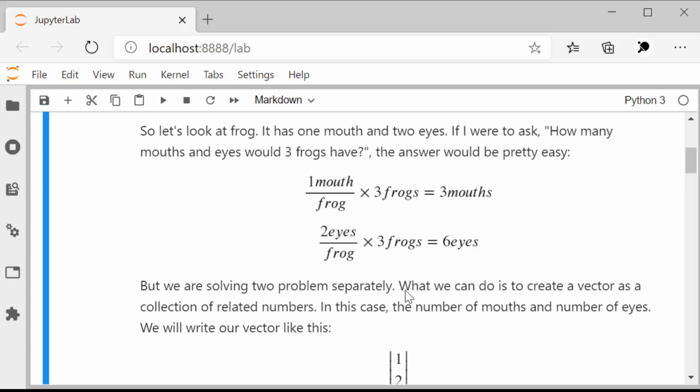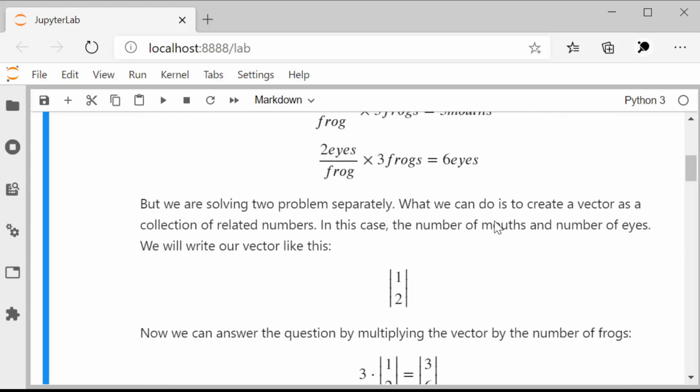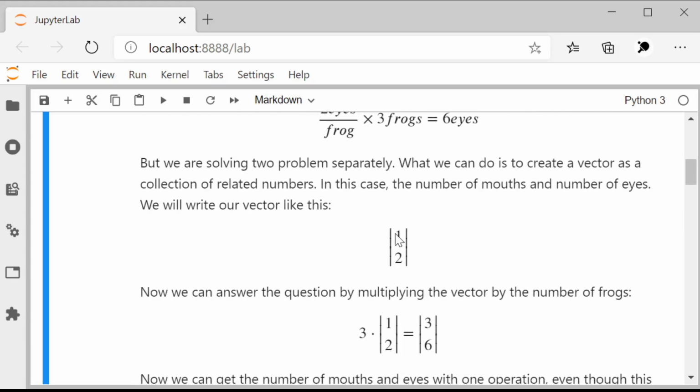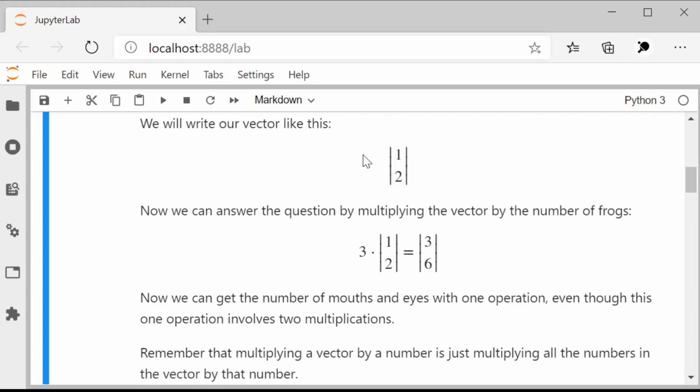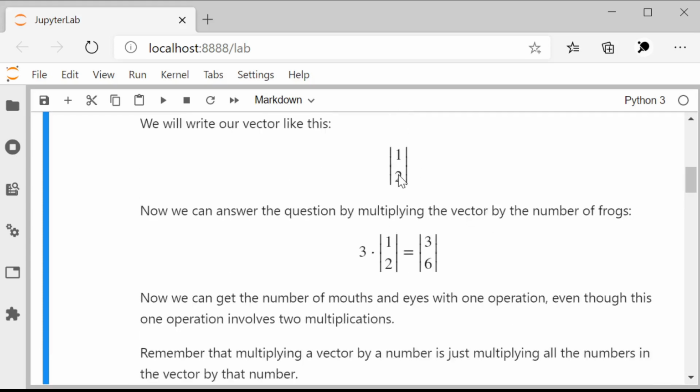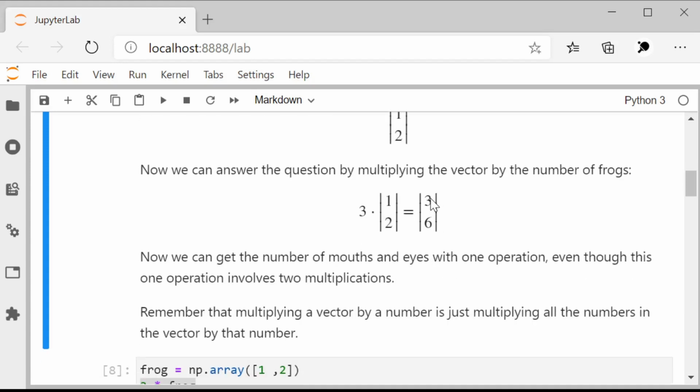What if there's an easy way? I could take the number of mouths and eyes and create a vector out of them. So now I have a vector of one mouth and two eyes, and I would write them with mouths on top and eyes on the bottom. It doesn't really matter the order, but I'm going to do it like this. Now I can multiply this vector, treating it as one thing, by 3, and we end up with 3 mouths and 6 eyes.